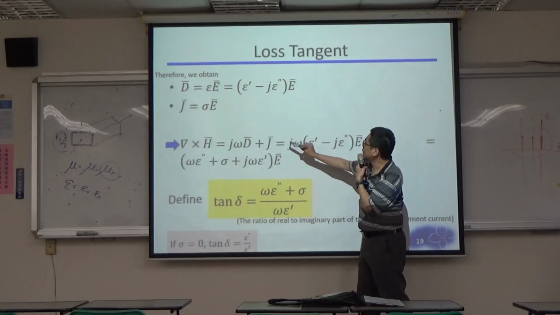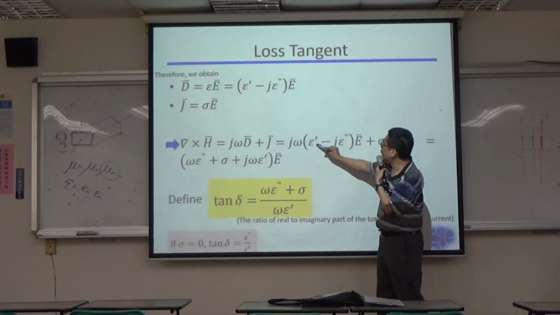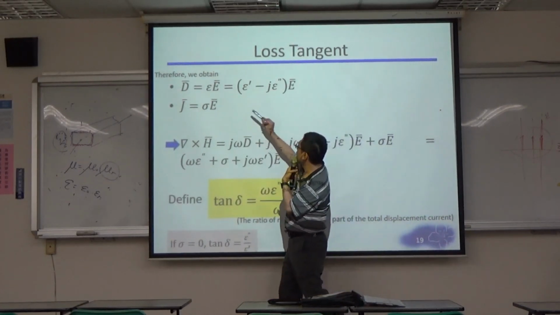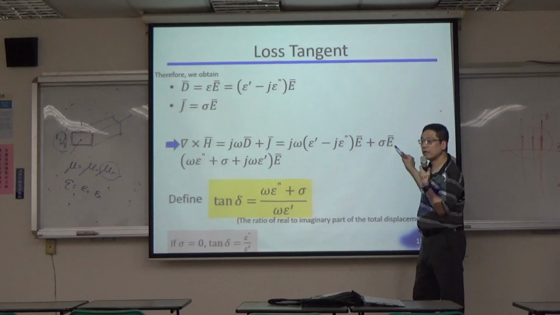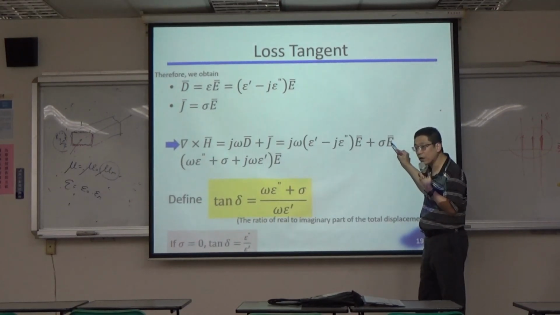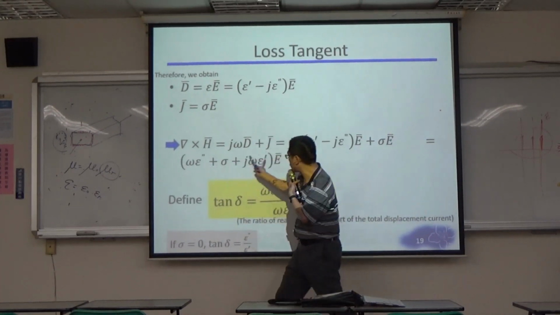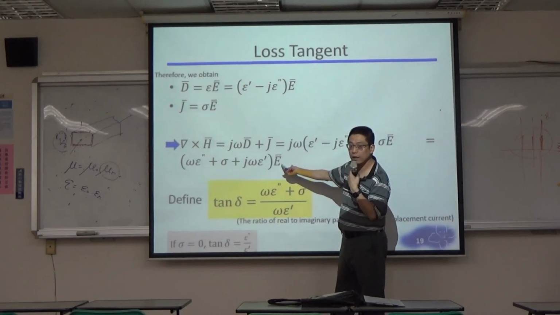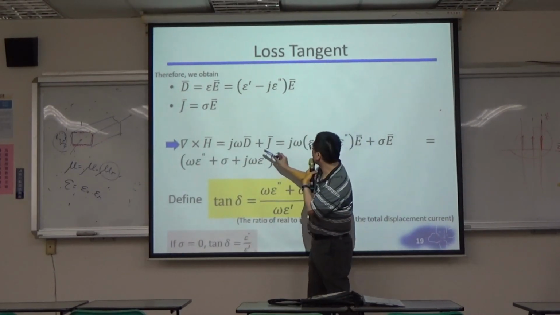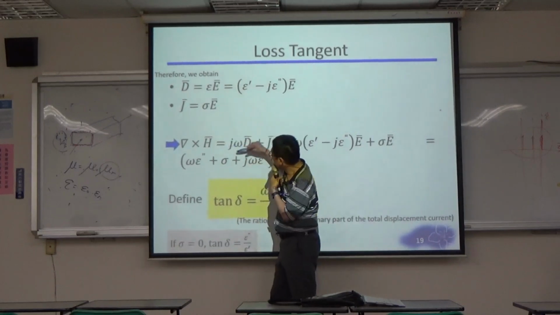We put it into our Maxwell equation. For your j omega D, we need to consider the j. Your epsilon now equals epsilon prime minus j epsilon double prime. And for J equals sigma E, I mentioned that in the beginning of this part. So in your Maxwell equation, curl H will equal this term multiplied by E.